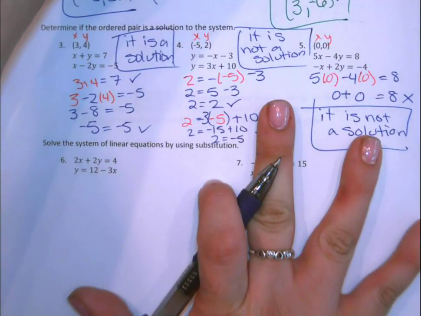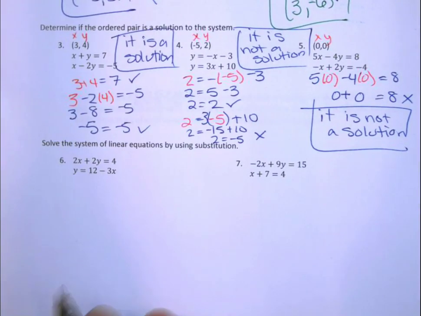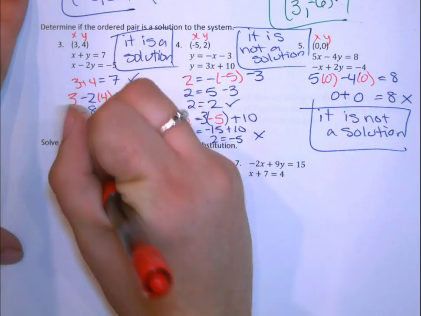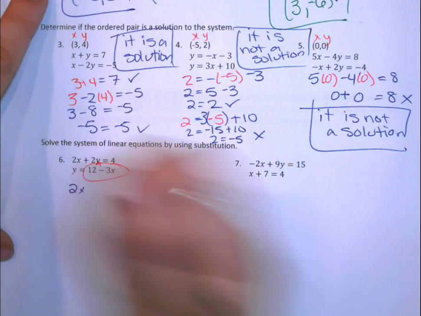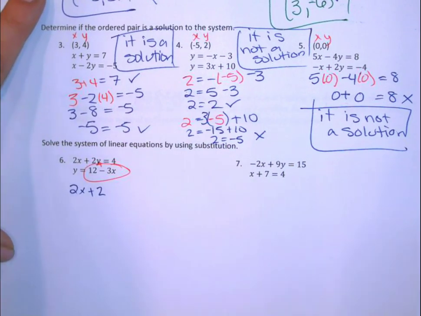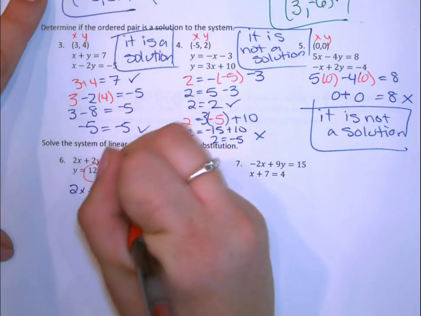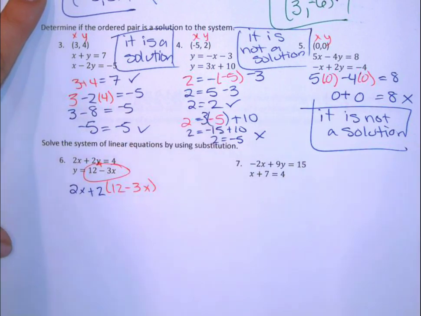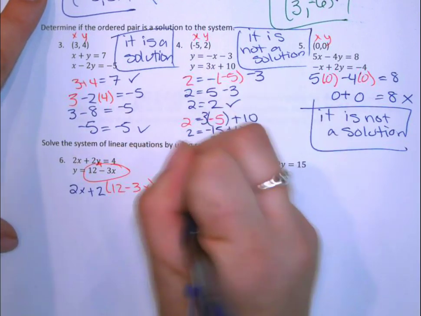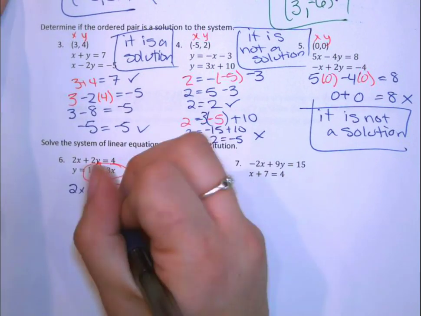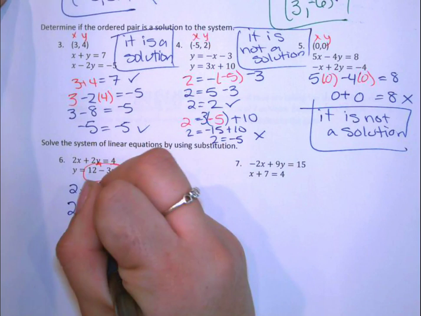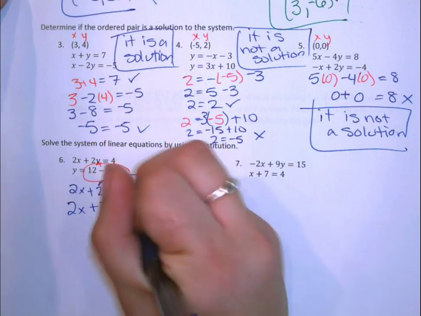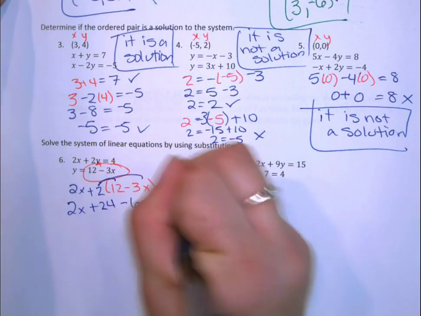Moving on. This one I'm using substitution. That's where I go ahead and plug it in. So I'm going to plug in this whole second equation. I'm going to plug it in for the y up there. So instead of writing y, I'm going to write everything I circled in red. So I have 12 minus 3x, and then equals 4. I'm going to distribute this in, so I write the 2x out front. 2 times 12 is 24. 2 times negative 3 is negative 6x, equals 4.